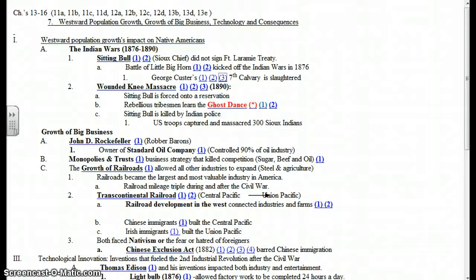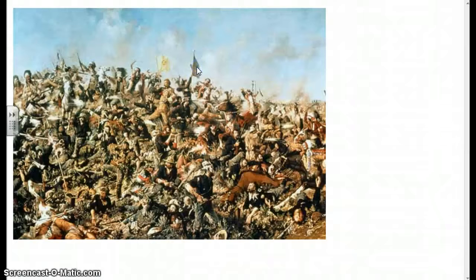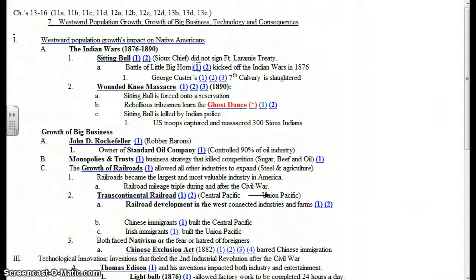In the Battle of Little Bighorn, George Armstrong Custer was wiped out by Crazy Horse, who was a commander underneath Sitting Bull, and one third of his entire troop was wiped out in this attack.